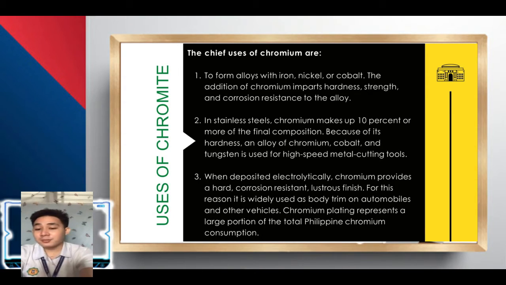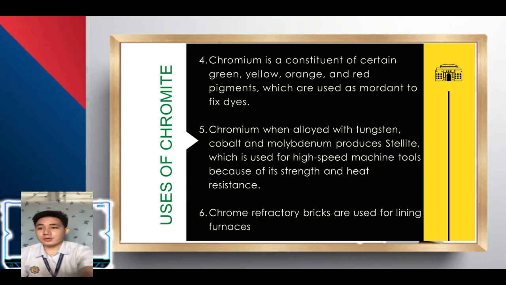Technique siya that electroplates a thin layer of chromium into a metal object. Although may kamahalan siya pero worth it man sab kay para dili dali magabok or makalayngon ang imuhang materials o ang imuhang vehicles. Number 4, chromium is a constituent of certain green, yellow, orange, and red pigments which are used as mordants to fix dyes.